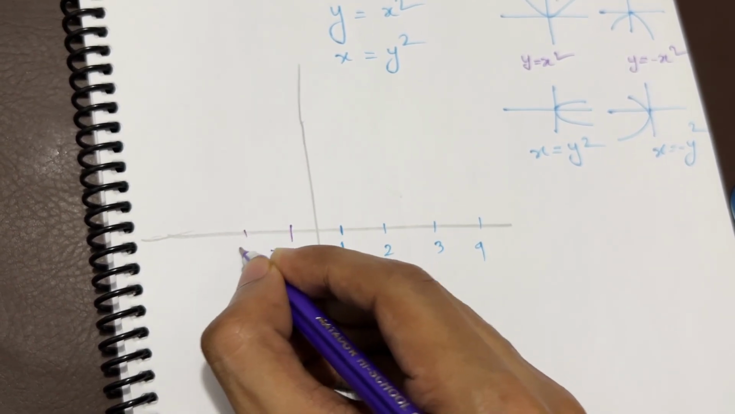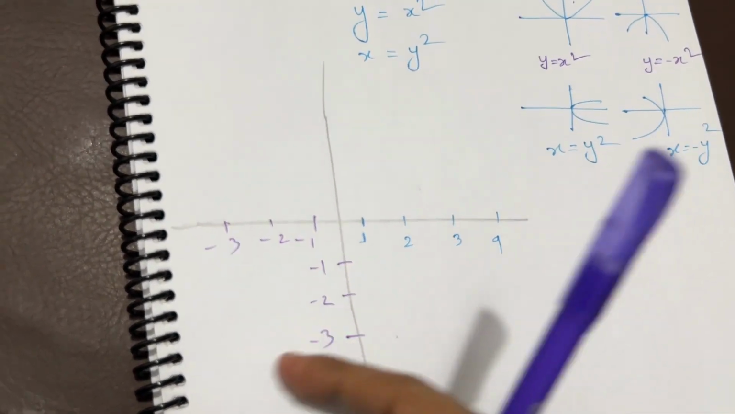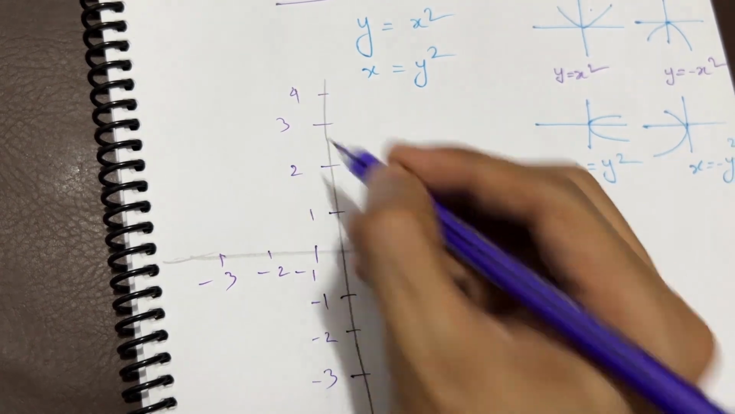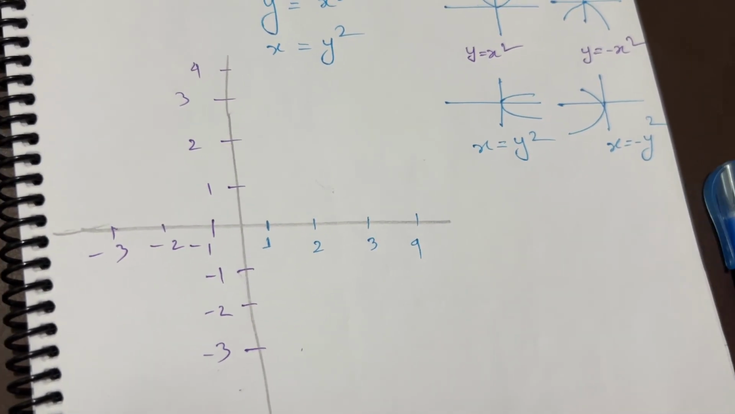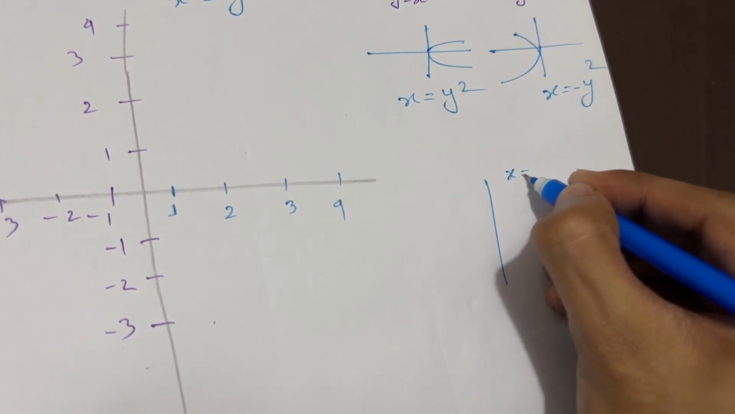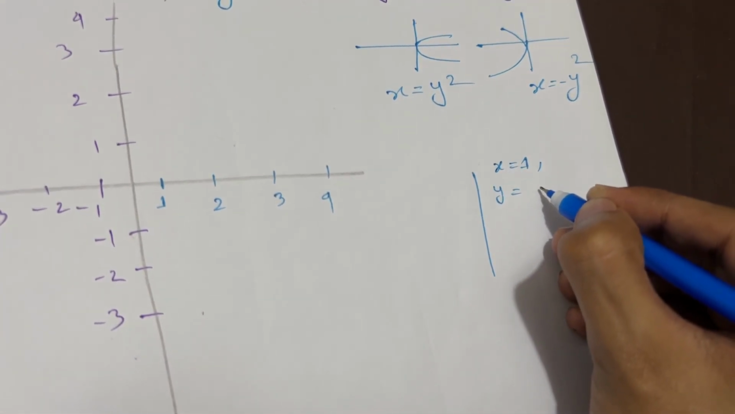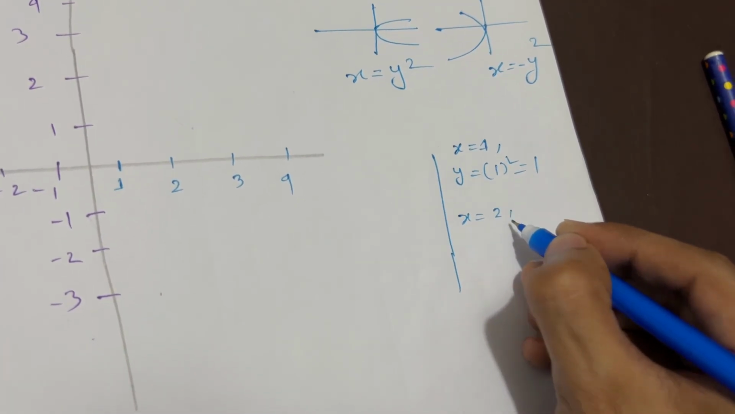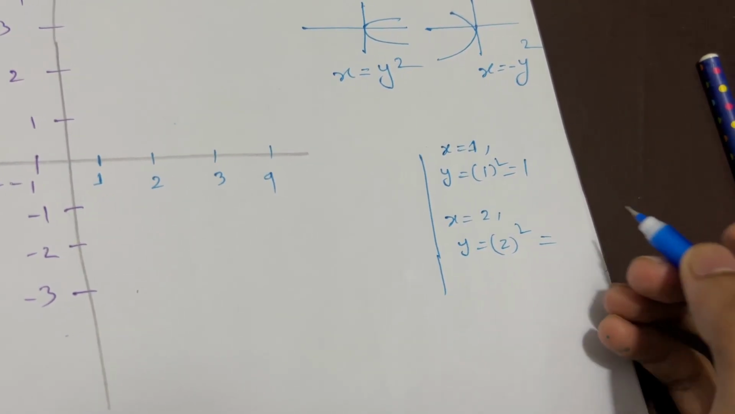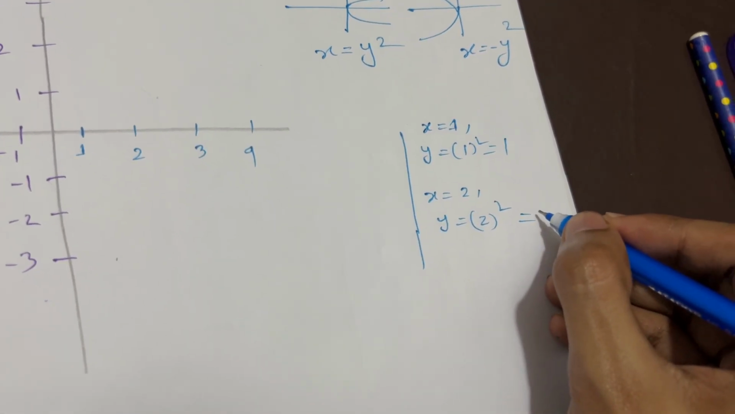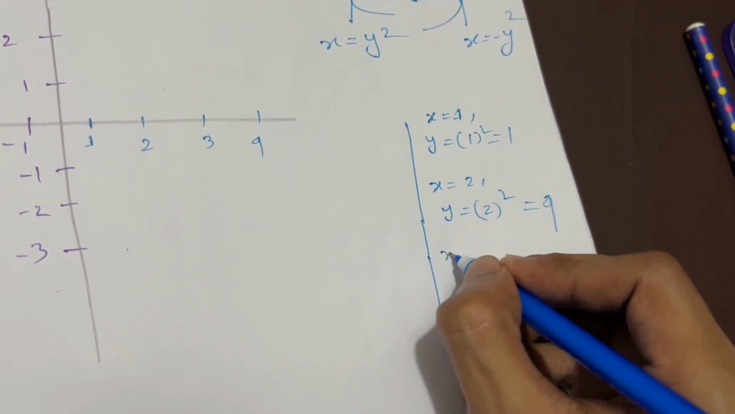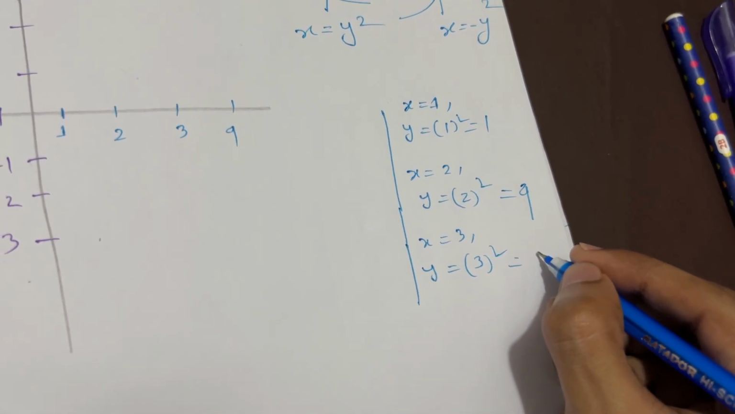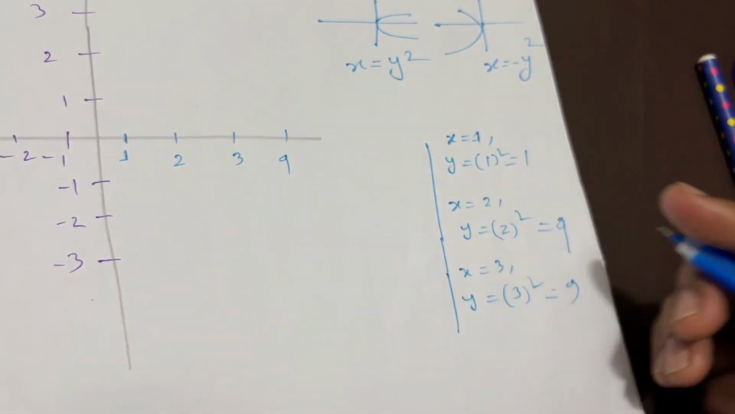This is -1, -2, -3. As it is the third quadrant, everything is negative. And this is 1, 2, 3, 4. Suppose our x value is 1, then y is equal to x square, so 1 square, which is 1. Okay, so x is equal to 2, then y is equal to 2 square. This is a quadratic equation, so it will increase like a square. So this would be 4. If x is equal to 3, y is equal to 3 square, which is 9. So it is increasing.